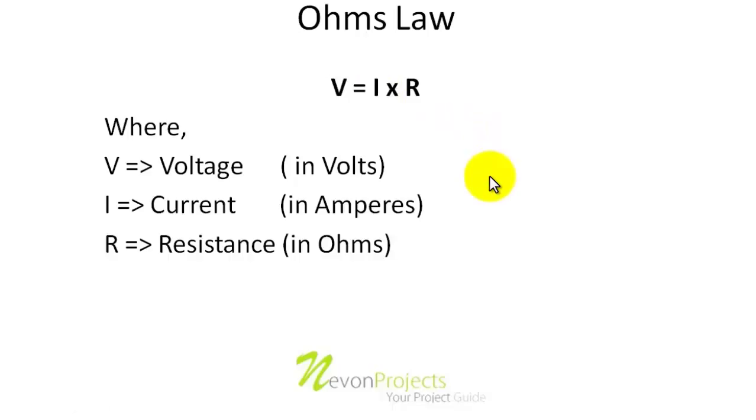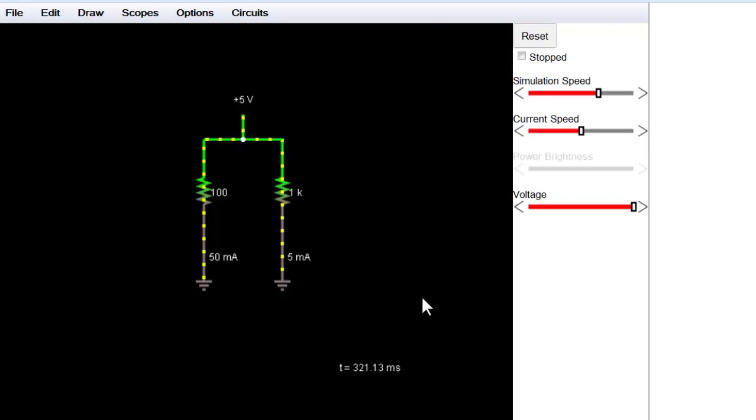So now let us actually see a simulation of the relationship of voltage, current and the resistor. So here we have a simulation of the phenomena of Ohm's law, and let us see how it actually works. So here we have a 5 volt power supply. As we can see, we have two resistors, one is 100 ohm and one is 1 kilo ohm.